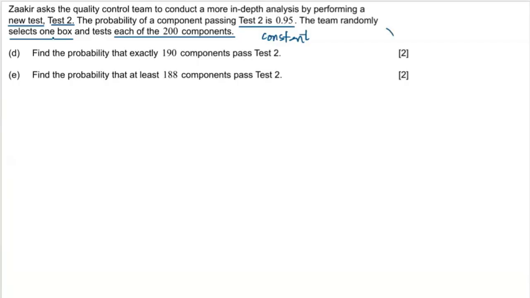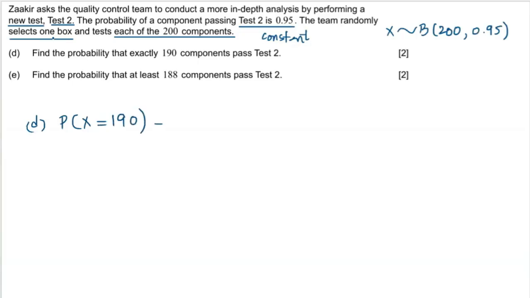So now X follows a binomial distribution with n 200 and the probability of success is 0.95. Remember the parameters of the binomial distribution are n and p. n is the number of trials, p is the probability of success. Part D, find the probability that exactly 190 components pass the test. So for D, I will use probability X equals 190.